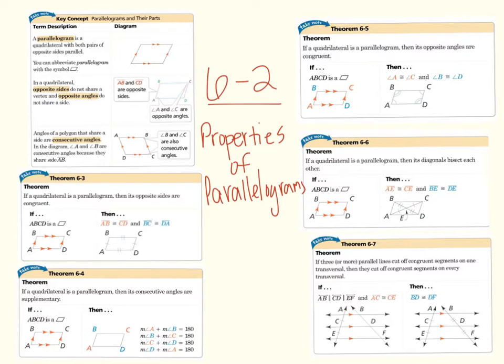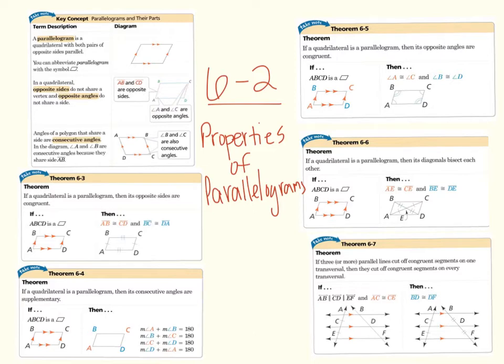So up here on the top left, it says parallelograms and their parts. A parallelogram is just a quadrilateral, like I said earlier, that both opposite sides are parallel to each other. You can abbreviate parallelogram just by drawing a little miniature parallelogram. You don't have to write out the whole word. It's okay that you use that symbol, and I will allow you to do that in class.